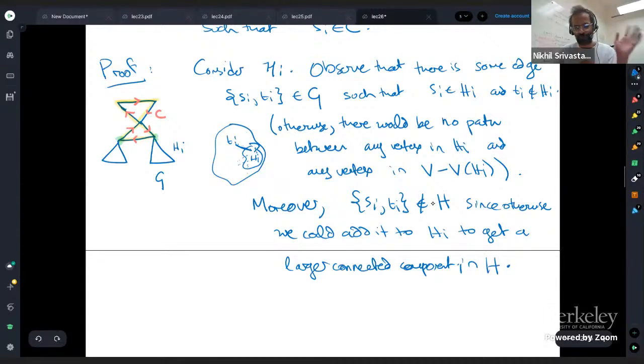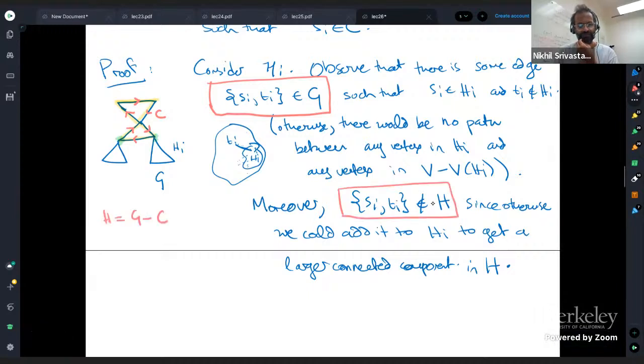So it's important to annotate because there are so many graphs floating around now. There's G, there's H, and there's HI. The key fact we're using here is that HI is a connected component in H. So now we have two things. This edge belongs to G, and the edge does not belong to H. And remember, H is G minus C. So the only way this is possible is that this edge belongs to the cycle. And if the edge belongs to the cycle, the vertex belongs to the cycle.